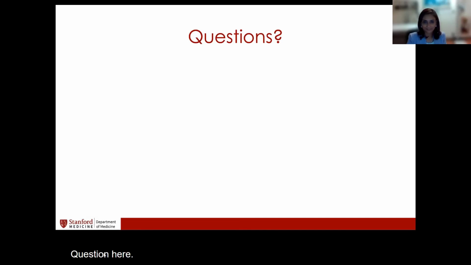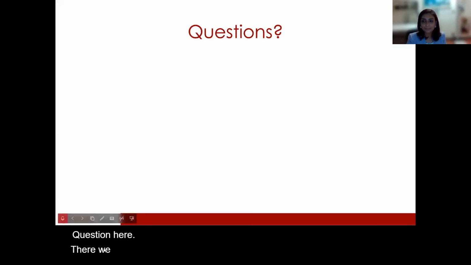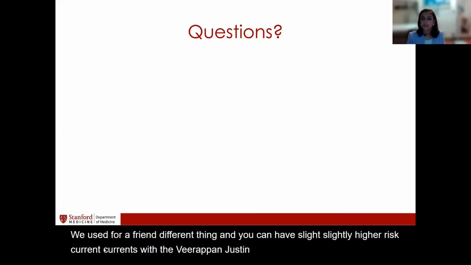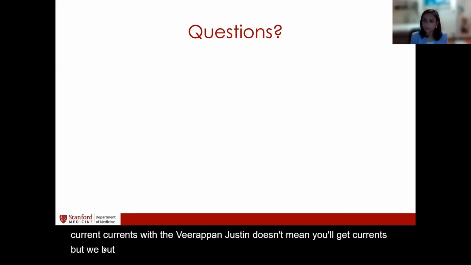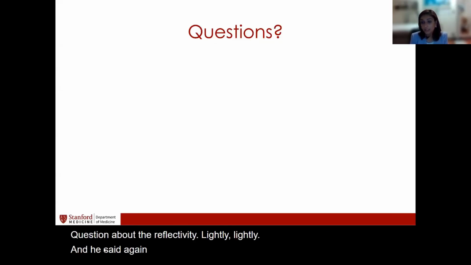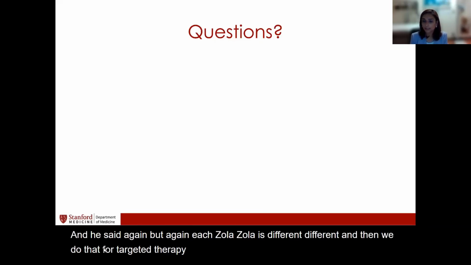What about BRAF? Does its presence impact treatment and prognosis too? So yes, BRAF mutations are used for a lot of different things. You can have a slightly higher risk of recurrence with the BRAF mutation. Doesn't mean you'll get a recurrence, but we do sometimes monitor people a little more frequently. There's some question about the radioactive iodine being slightly less effective in BRAF patients, but again, each individual is different. And then we do use it for targeted chemotherapy if it becomes advanced thyroid cancer.